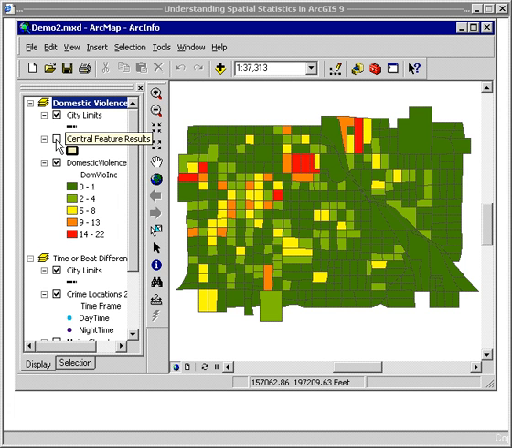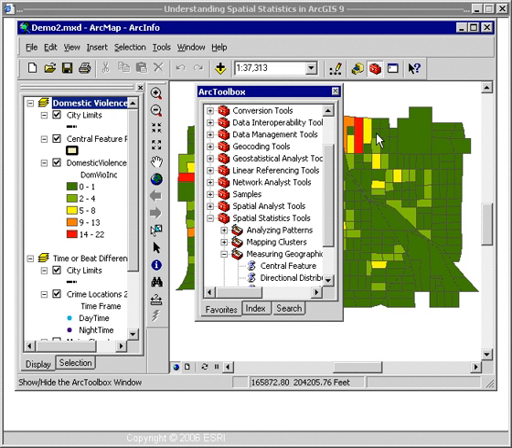An obvious choice would be to put the new support facility right in the middle of the community. If we run the central feature tool, we can find the most central census block, located here in the center of our community. But what if the community wanted to place the support center so that it better serves the population at risk? The map shows the number of domestic violence incidences for each census block. To find the most accessible location to the population at risk, we would use the spatial distribution of past cases of domestic violence as a weight. Let's open the central feature tool. It's located in my Spatial Stats toolbox in the Measuring Geographic Distributions toolset.